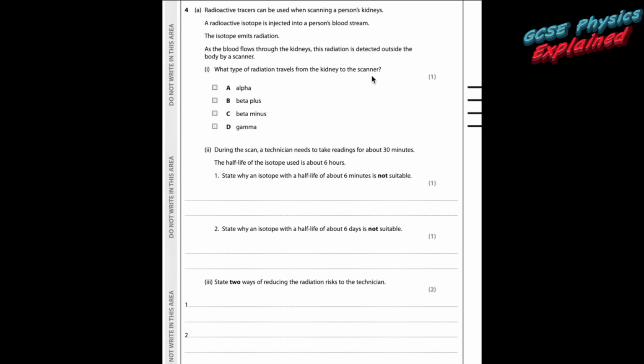So you're looking for something that's very penetrating. So it wouldn't be alpha, that wouldn't get outside. You wouldn't put beta inside someone either. Any kind of beta. So the answer is gamma. You would only ever inject gamma into a person because it's very penetrating.